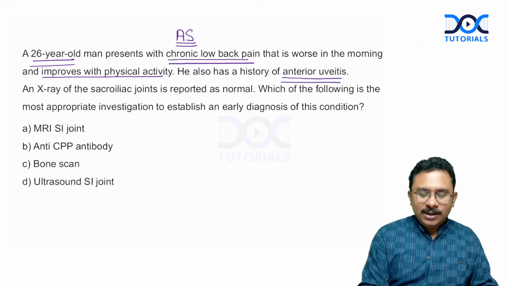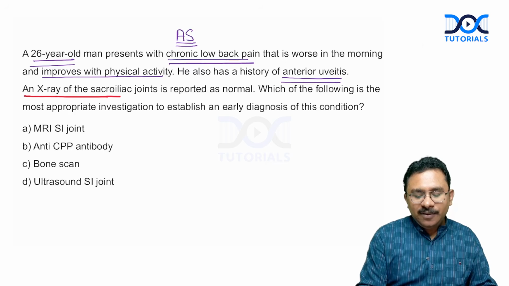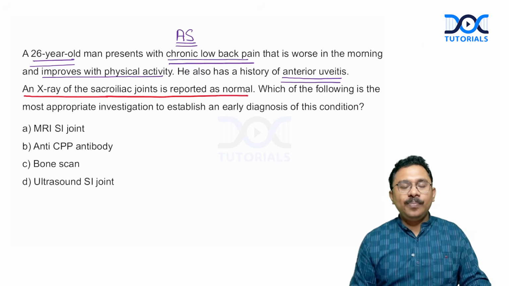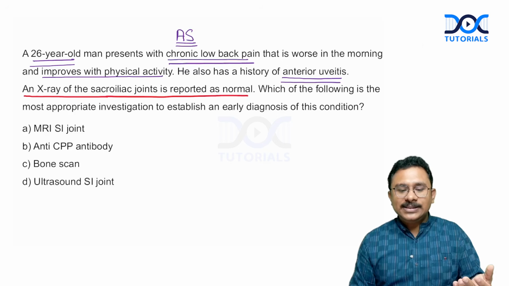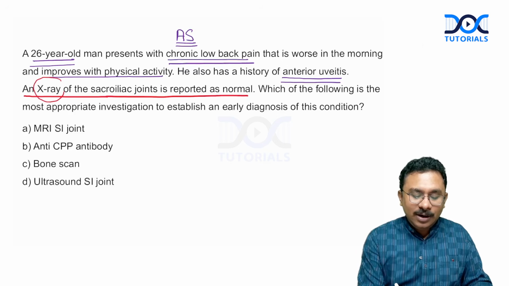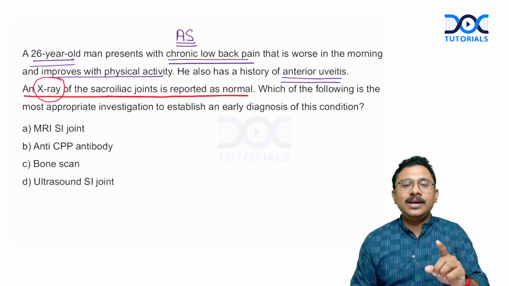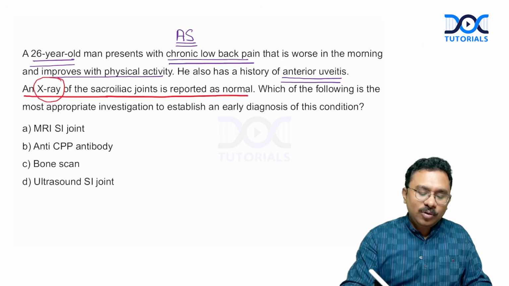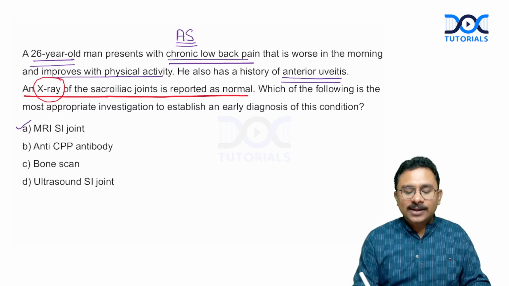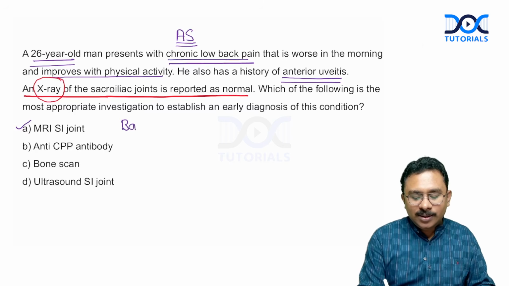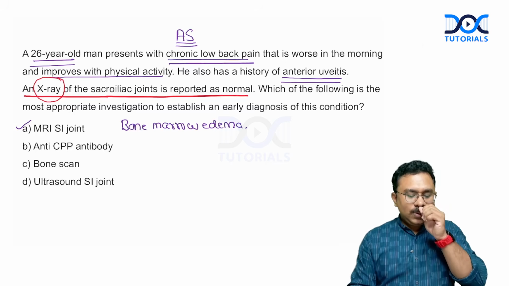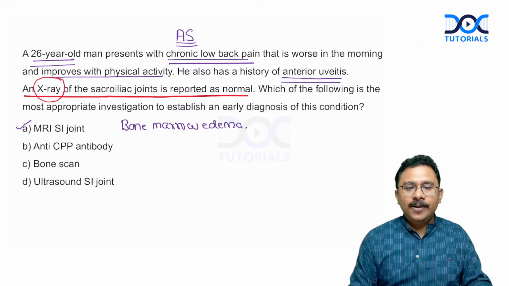Now, what do you think? Does this point take the diagnosis away from ankylosing spondylitis? No, because as I've told you, in early cases X-ray may not show changes. That is the case, if you still strongly suspect ankylosing spondylitis, you will have to go for an MRI of the sacroiliac joint so as to demonstrate the bone marrow edema. So the answer for this question is going to be option A, MRI of the sacroiliac joint, right?